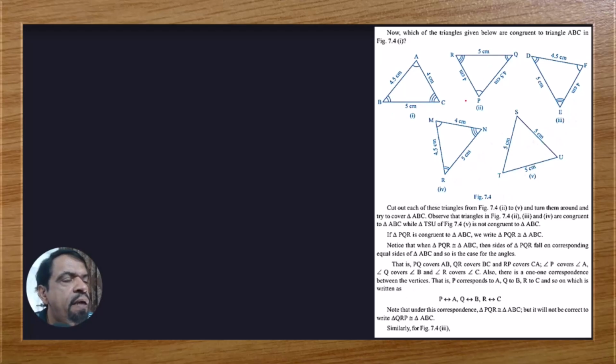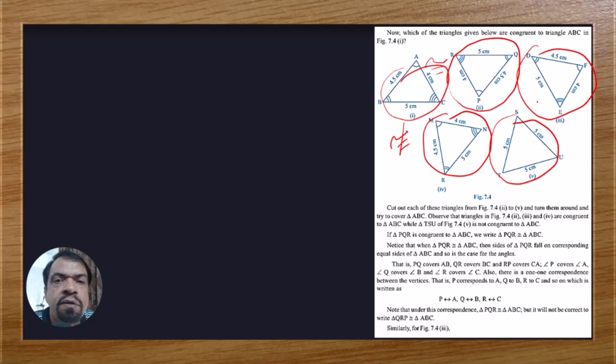Now listen students, on this page you can see figures number 2, 3 and 4 are congruent to ABC. This is the symbol of congruent. I am writing here: these all three triangles are congruent to ABC because the sides are equal, see 4, 5 and 4, 5. But this figure, 5, 5 and 5, these three sides are equal, so it is not matching with this ABC. So this and this are not congruent.